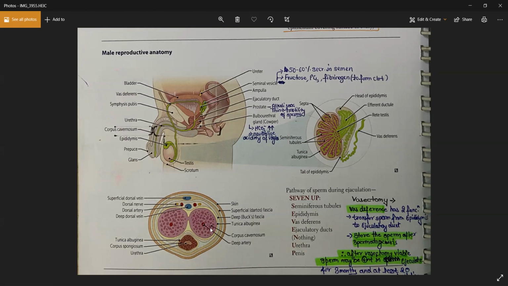Whenever this vessel dilates, you will have blood flow from there. And as you can see, this corpus cavernosum consists of all these lacunae. These spaces are present, and the blood will fill here, and you will have the erection of the penis because of that. Then you have the corpus spongiosum, and it contains the urethra. The opening of the urethra is present here.